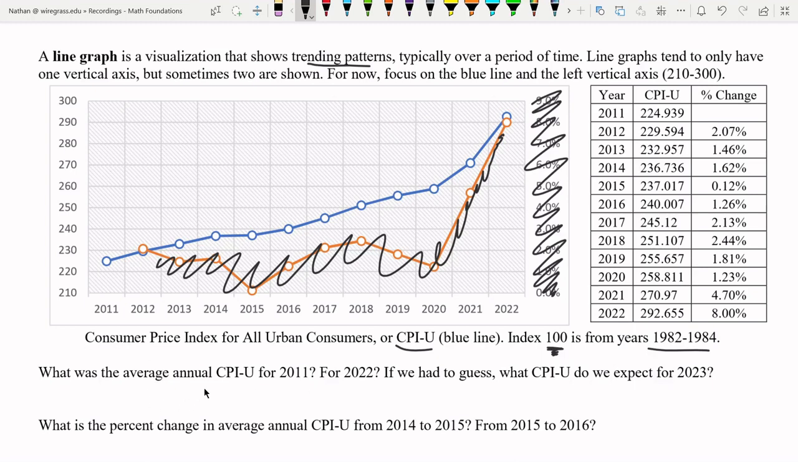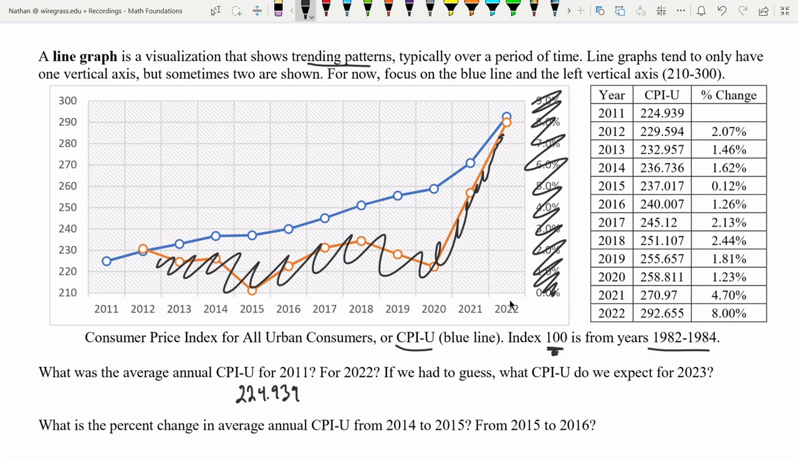So what is the average annual CPI-U for 2011? This is always going to be the average annual because that's what this data is using. For 2011, we can see here, this is 2011, and this looks to be about 225. That's what it looks like. However, we can get this exact point by just looking at the data table. 2011 is here. The CPI-U is 224.9. You can just do one decimal place there. So we could say 224.9, because we have the actual data point.